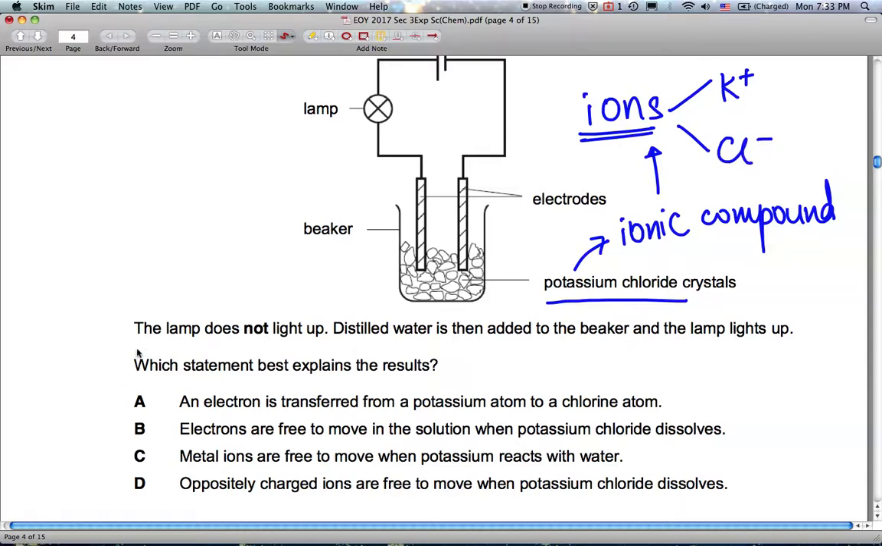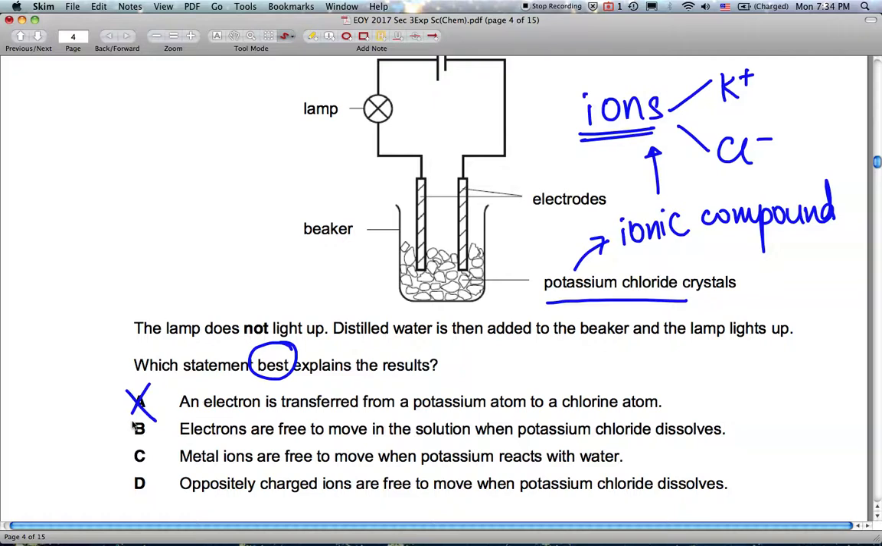Therefore, which statement best explains the result? So the keyword here is best explains. Option A says that an electron is transferred from a potassium atom to a chlorine atom. So this does not answer why the lamp lights up once water is added, right? Option A is describing the process of the formation of ions, which is not what we want. Option B, electrons are free to move in solution when potassium chloride dissolves.